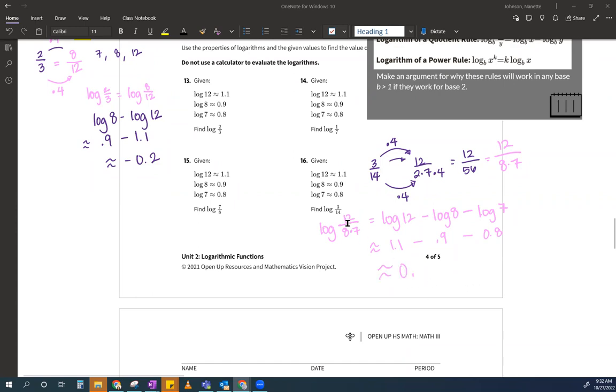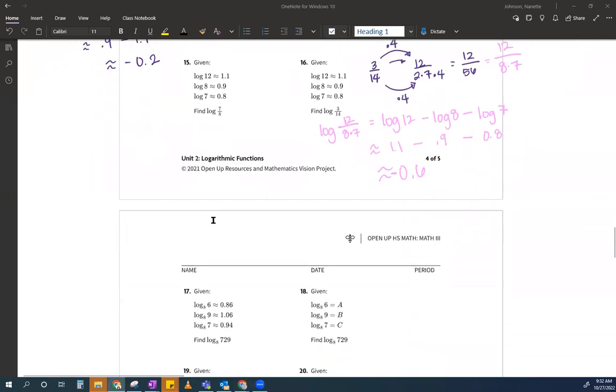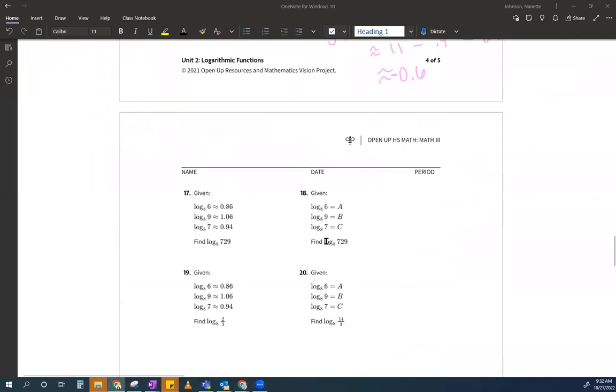Very good. Any questions on this? Okay, let's move on to the next one, which is 16, 18, 19, 20. Okay, so again, here we're looking for, it says find log base 8 of 729. And I don't know what 729 is.